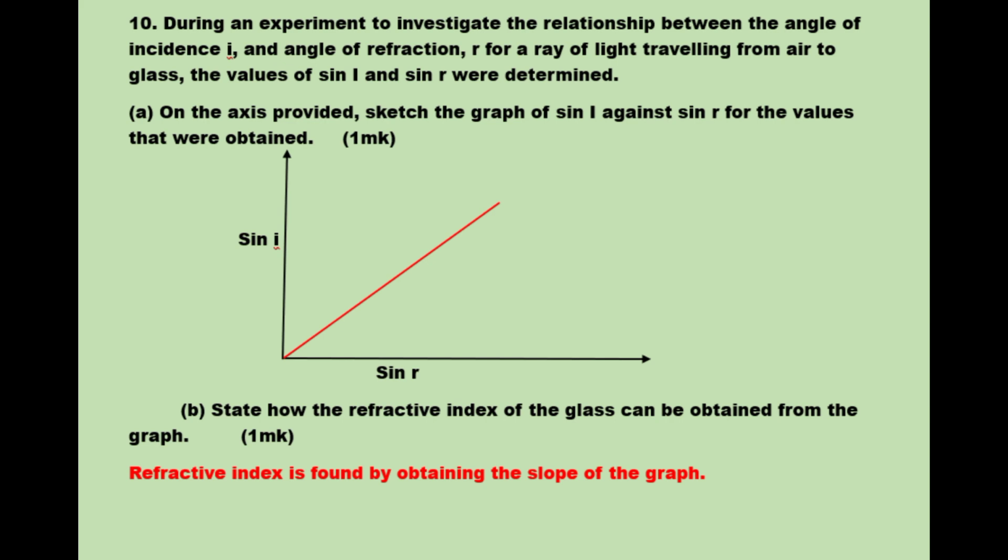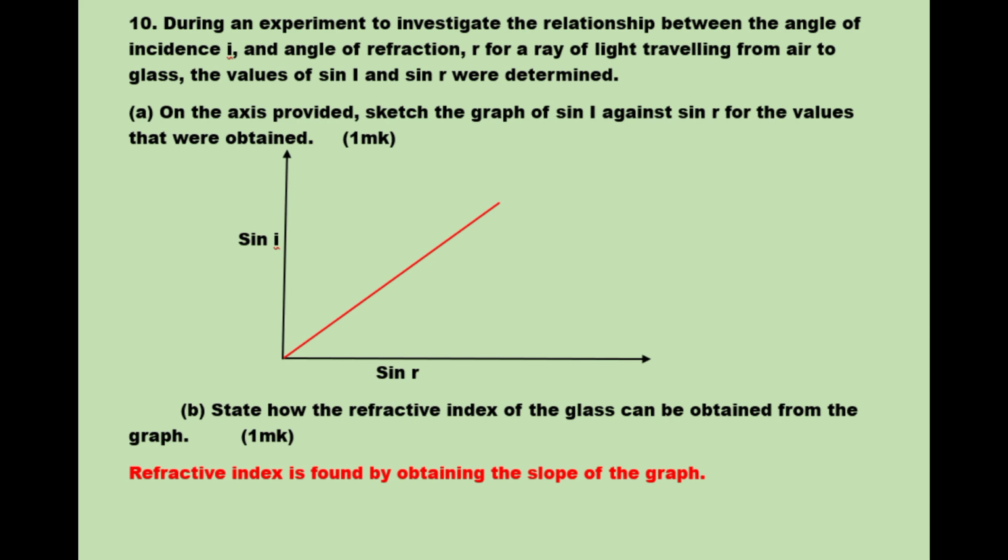State how the refractive index of the glass can be obtained from the graph. We know refractive index is sin i over sin r, and that means from the graph, the change in sin i over sin r is a slope. That means you just require to find the slope, and then that becomes the refractive index.